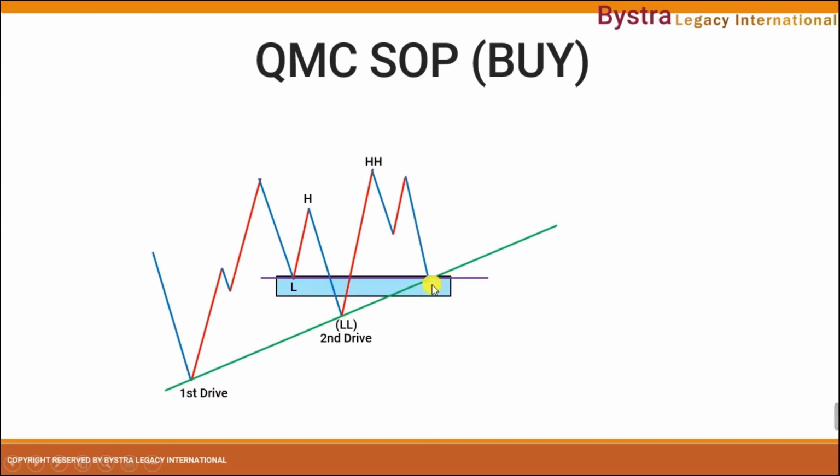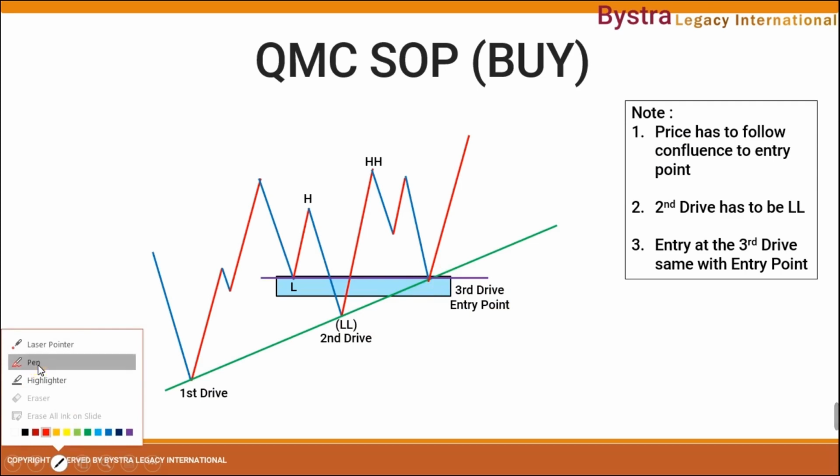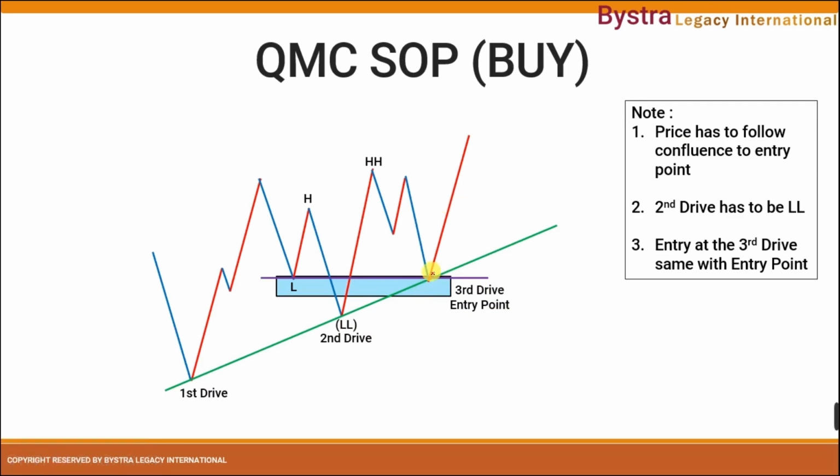As we can see, price comes back here, and we enter at the third drive with the same confluence as our entry point, and price continues to go up. So remember guys, always remember this: price has to follow the confluence to the entry point, the second drive has to be on the head of the QM, and we have to enter at the third drive, in the same area as the entry point. As I said, same as the QM sell, we do not want the price to linger here too much and then go way past the confluence and the entry point.